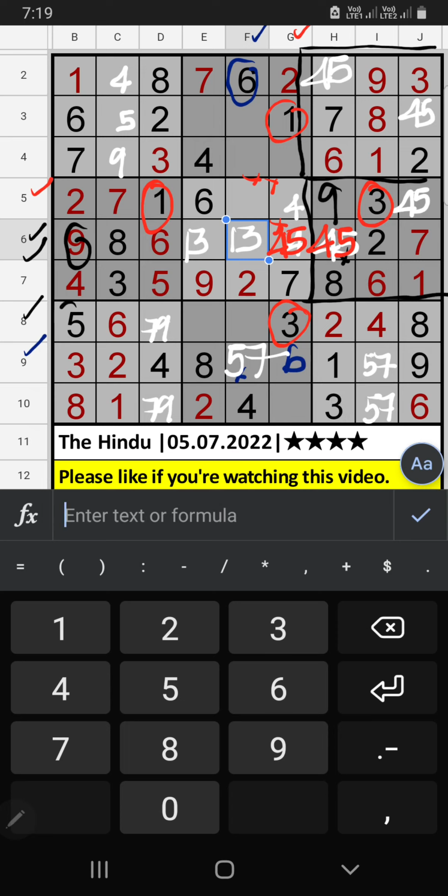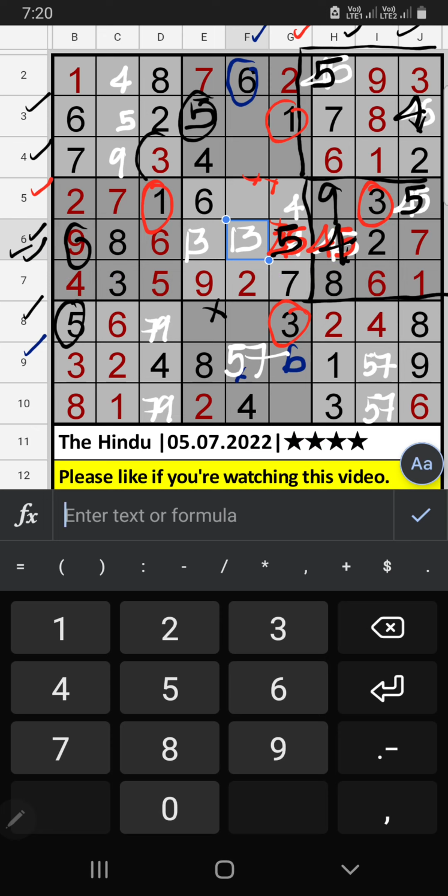8th row, we have 5, so 5 can't come in this cell, then 5 is confirmed here. 3rd row, we have 5, so 5 can't come in this cell, 5 is confirmed here, then 4 is here. Column J, only one number is remaining, 5 is confirmed here. Column H, only one number is remaining, 4 is confirmed here. 6th row, only one number is remaining, 5 is confirmed here.